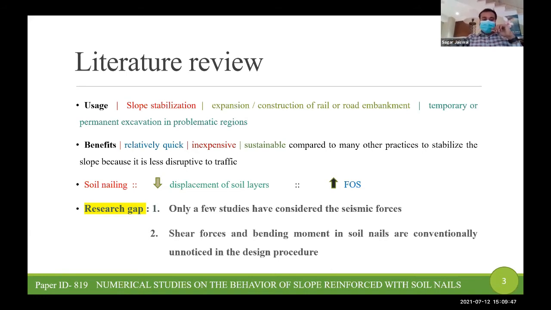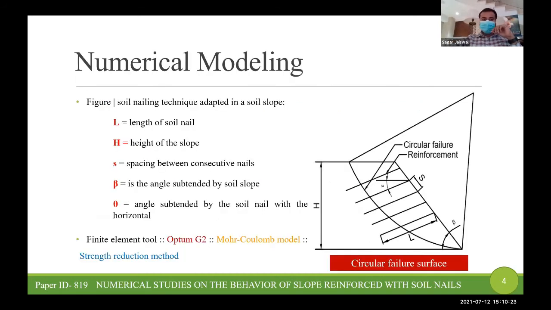Soil nailing basically reduces the displacement of the soil layers and increases the factor of safety of the overall system. Here are a few research gaps that I would like to discuss. Only a few studies have considered the seismic forces, that is the horizontal ground acceleration and vertical ground acceleration, but in this study we have used only the horizontal acceleration values to simulate the earthquake forces. The shear forces and the bending moment in soil nails are conventionally unnoticed in the design procedure, and we have also studied this in this paper.